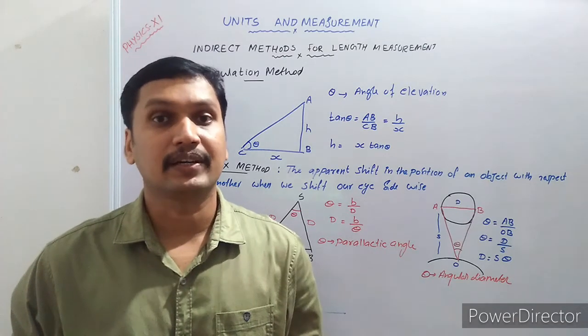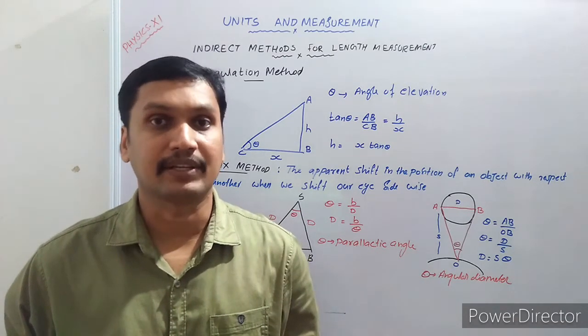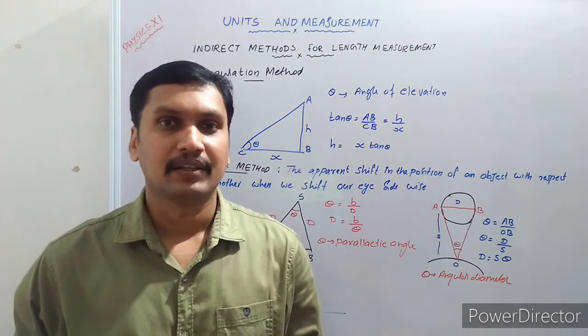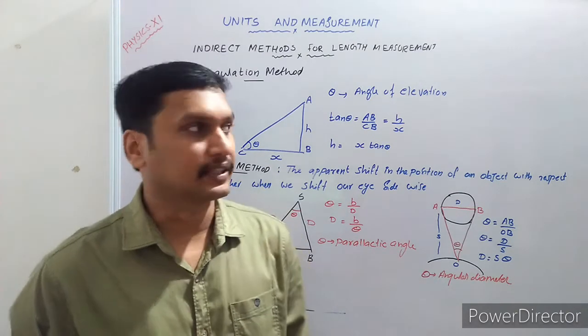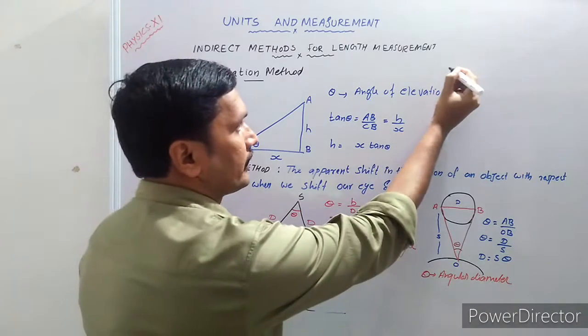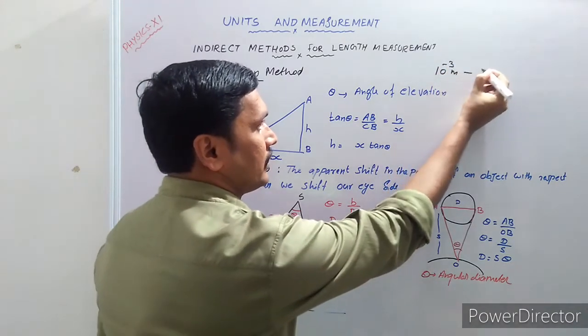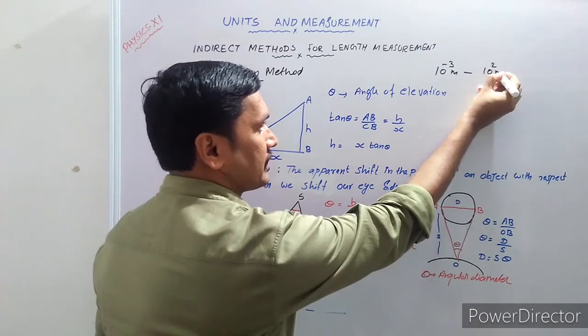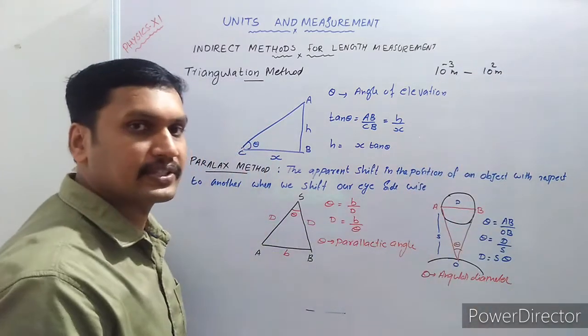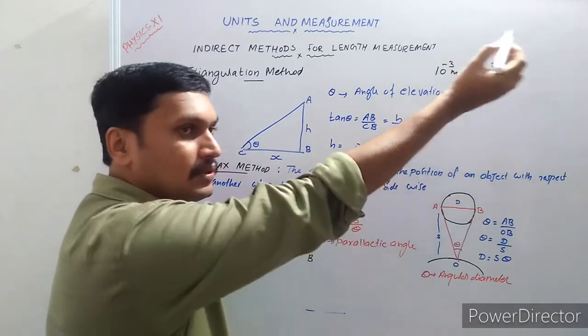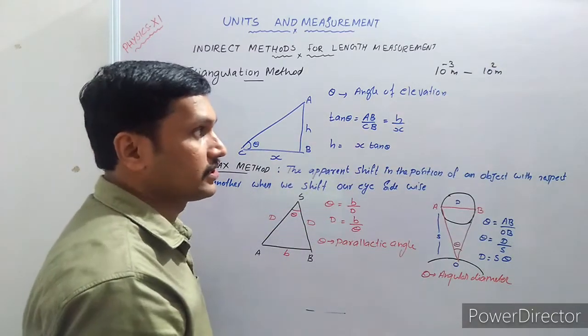We are very familiar with the direct method of length measurement. By using a meter scale, we can measure a length within a range of 10 raised to minus 3 meter to 10 raised to 2 meter. By using a meter scale, we can measure from 1 millimeter to 100 meter, 10 raised to 2 meter.